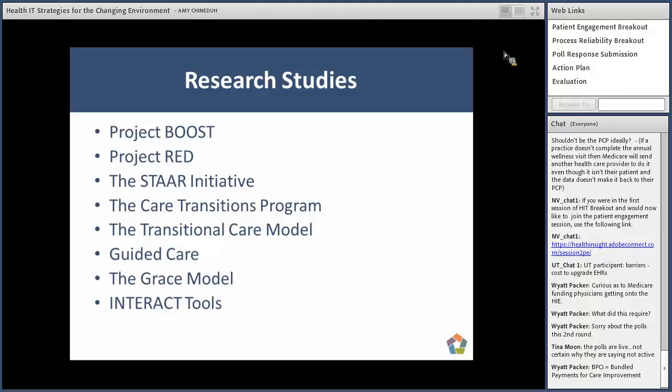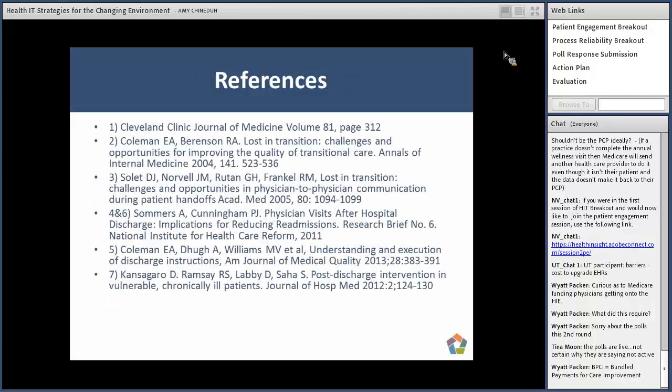And then I include the references for the various statistics, mostly because I'm kind of a nerd, but also if you want to go back and actually look up the references, they might provide a way for you to customize your own solution and how to deploy health IT and strengthen your transitions in care.